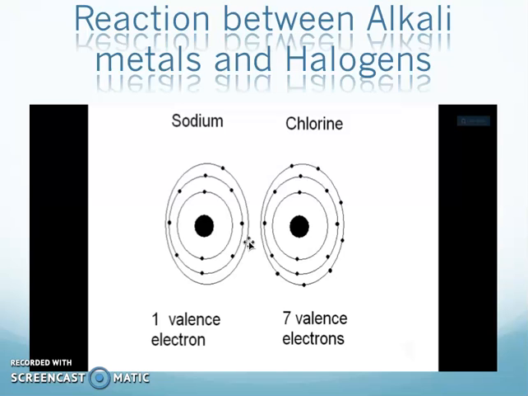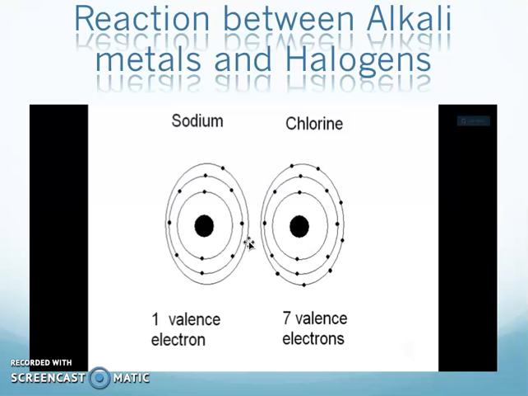Now you can see this with reference to the alkali metals and the halogens because of their reactivity. As you can see, sodium has only one electron in the outermost shell, or simply called one valence electron. I'm repeating, the valence electron is the electron which is present in the outermost shell, and the outermost shell of any atom is called the valence shell. So sodium has only one valence electron in its valence shell, while chlorine has 7 electrons in its valence shell.